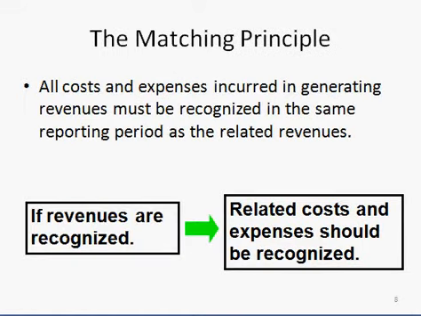And the matching principle is the third one. All costs and expenses incurred in generating the revenue must be recognized in the same reporting period as the related revenue. So again, remember that this doesn't have anything to do with when cash is paid. It just has to do with, if you recognize the revenues, then you have to recognize the related costs and expenses. And this is very important because in this chapter we're going to talk about adjusting entries, and that's why we make adjusting entries, because we have to recognize those expenses or those revenues in the same time period.